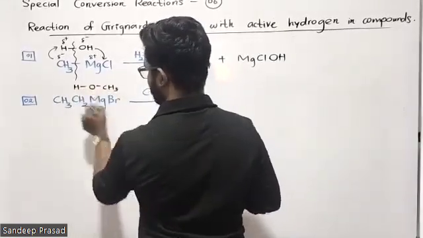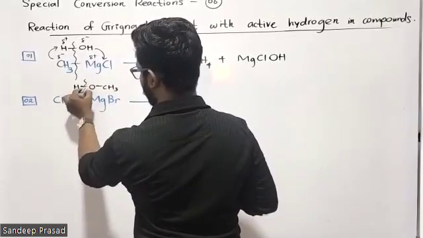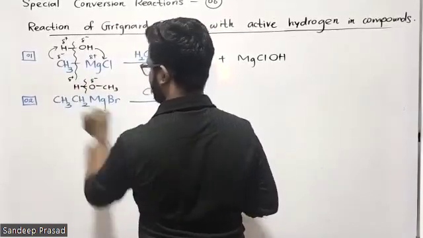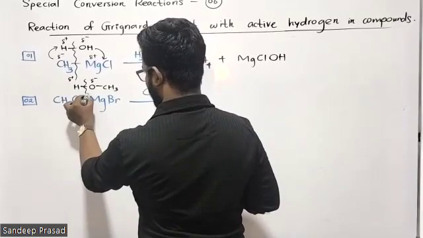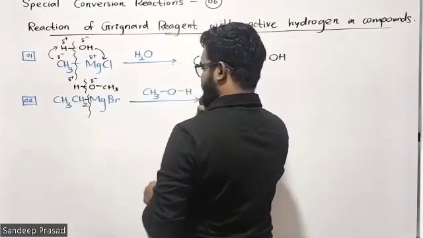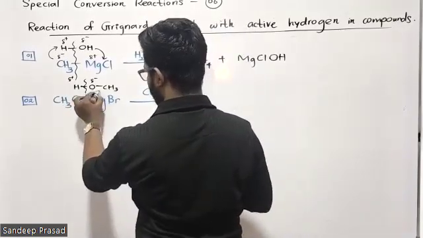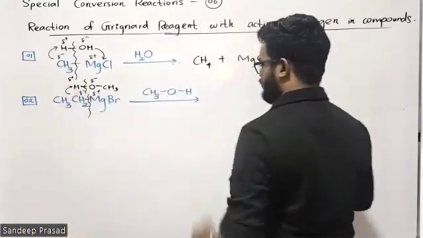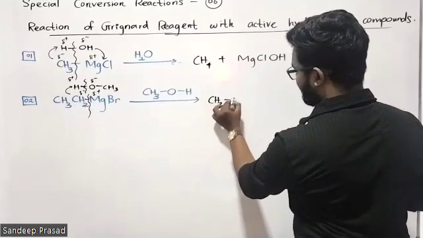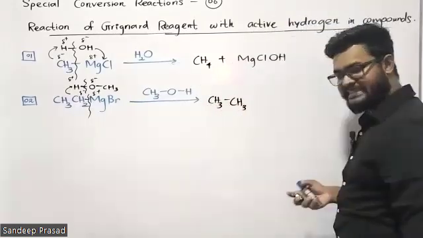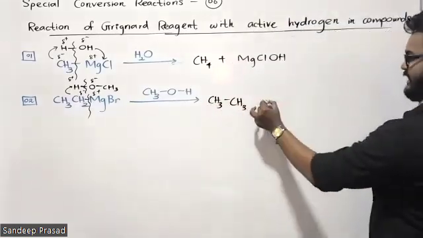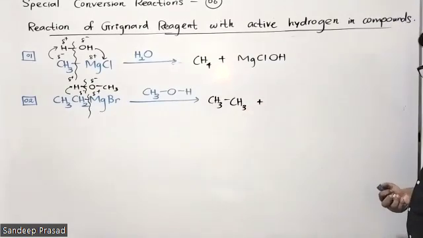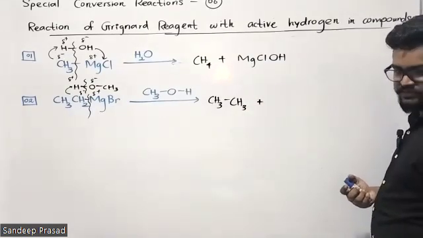So students, we can separate the bond from here in OCH3: delta minus, delta plus. And CH3CH2MgBr, we can break in this way: MgBr is delta plus and this is delta minus. Then hydrogen is connecting to this compound, producing the alkane, ethane. And what is the byproduct?